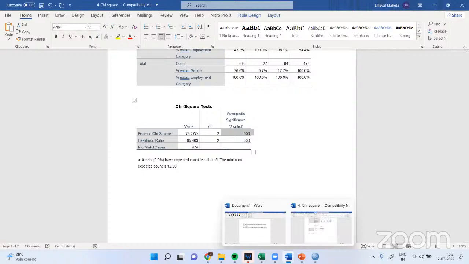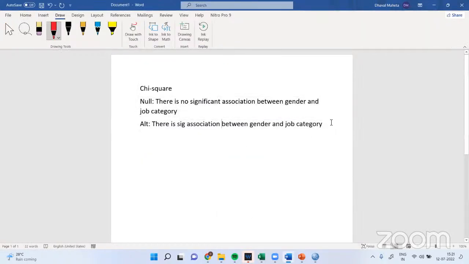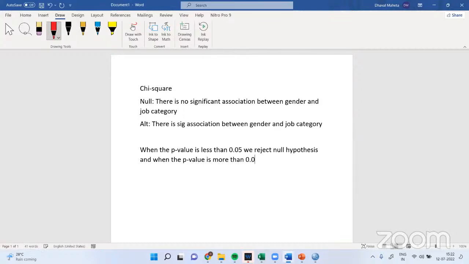Yes, sir. Okay. Now there is a very universal rule which you have to remember. I already explained the probability. When your p-value is less than 0.05, we reject the null hypothesis. And when the p-value is more than 0.05, what will we write? Fail to reject the null hypothesis.